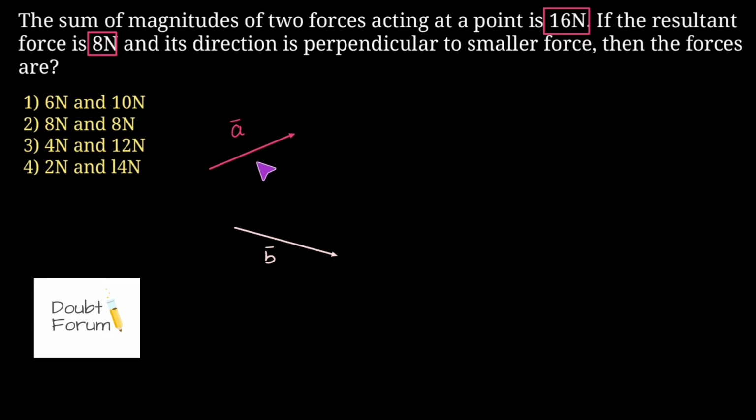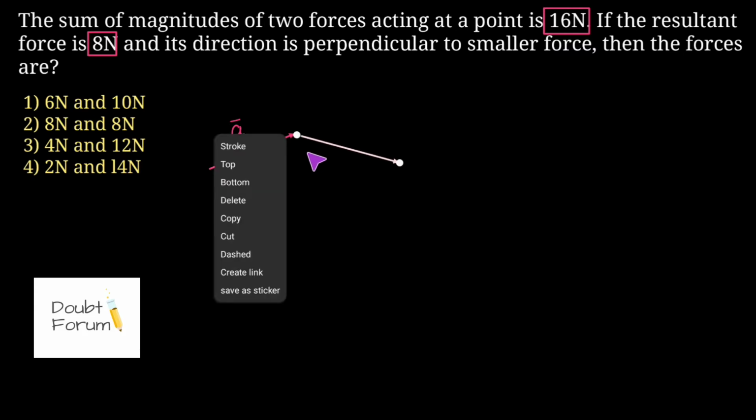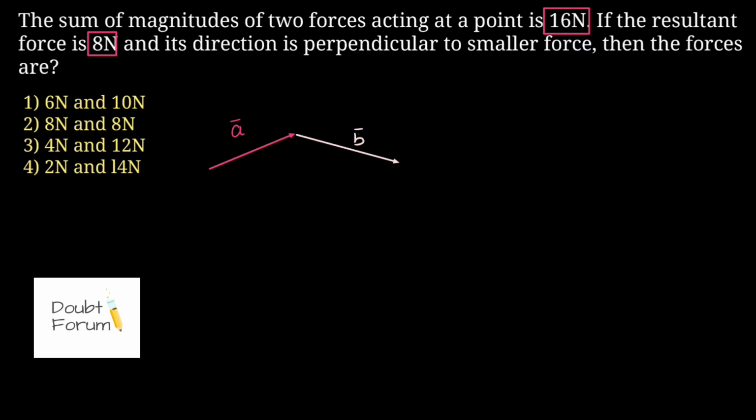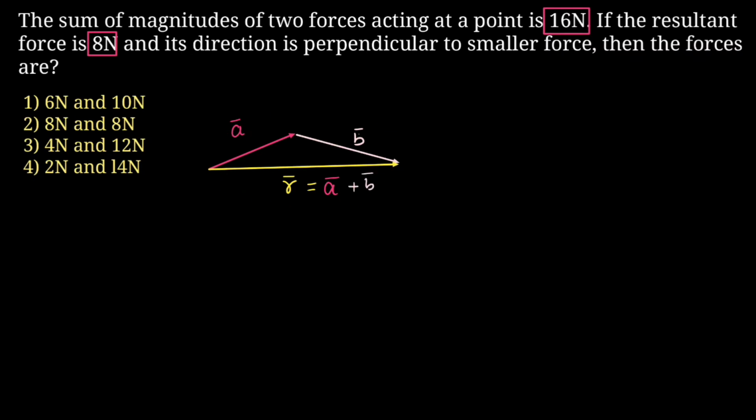If we want to add vector A to vector B, what do we have to do? We simply place the tail of vector B on the head of vector A. So this would be our vector B. Now to find the resultant, we simply connect the tail of vector A with the head of vector B. And this yellow vector, let's say vector R, represents vector A plus vector B. This is how the addition takes place.